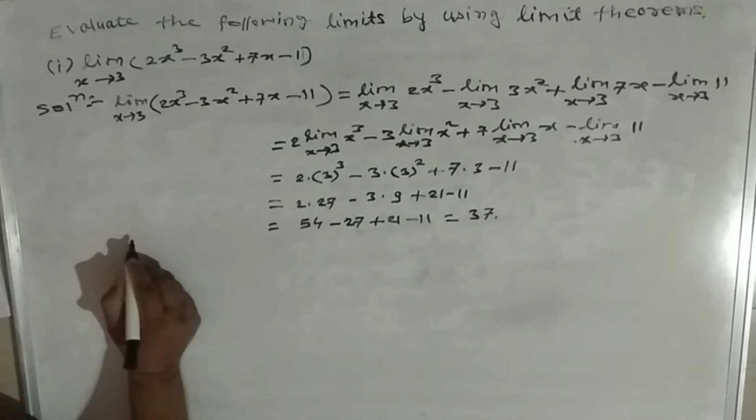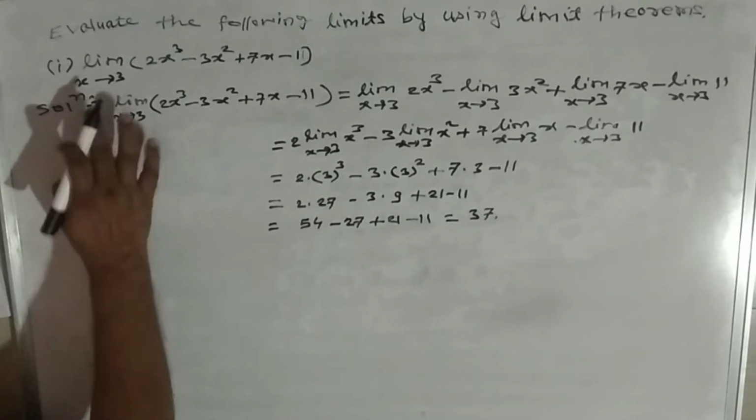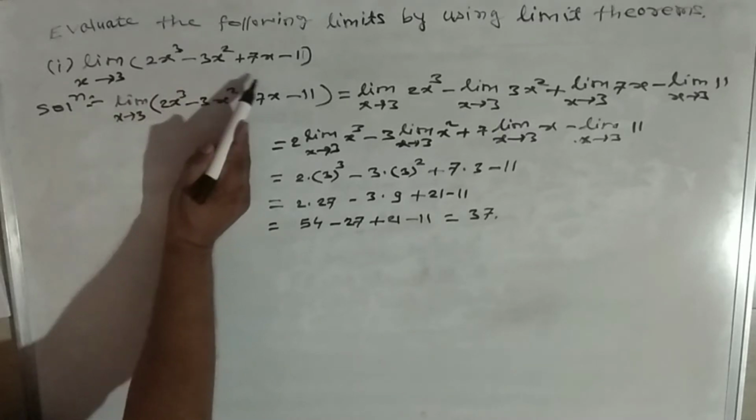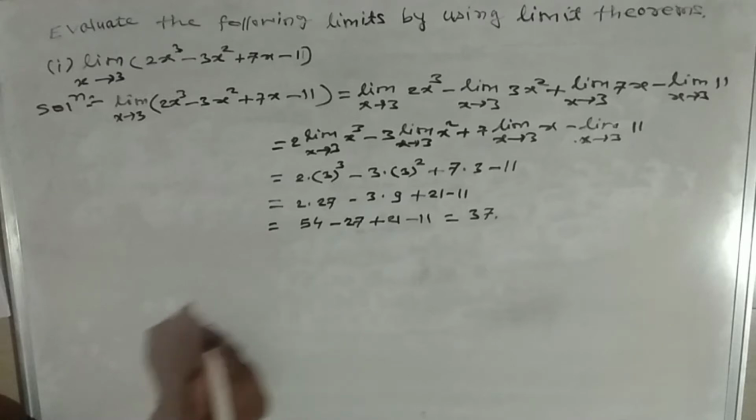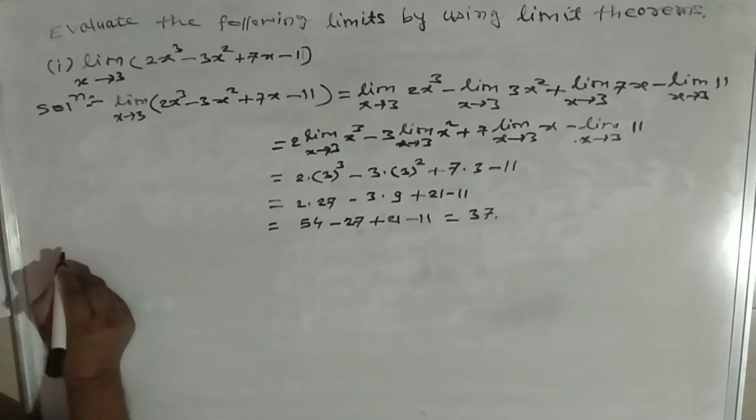And therefore, what do we get? We get limit of a function 2x cube minus 3x square plus 7x minus 11 as x tends to 3 is equal to 37. Now we see another problem.